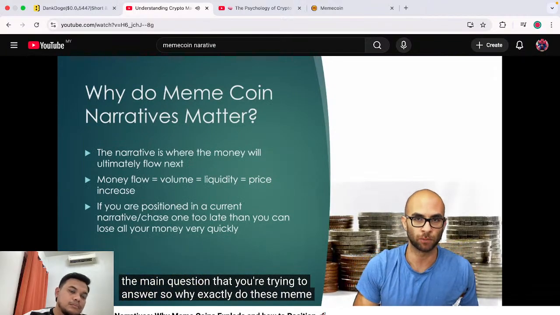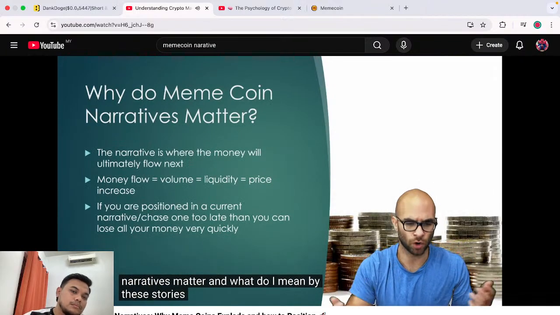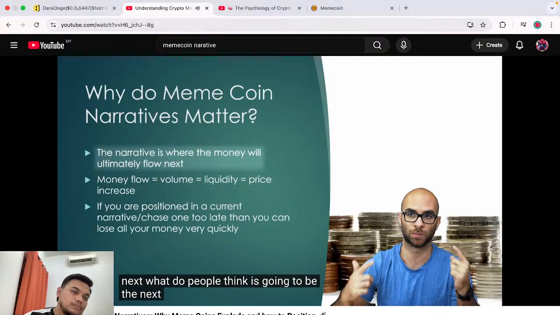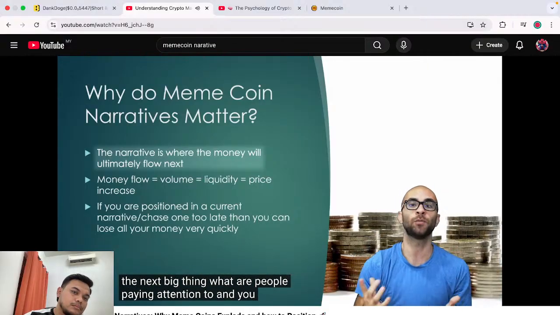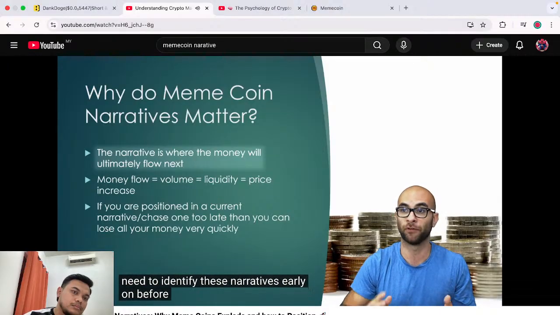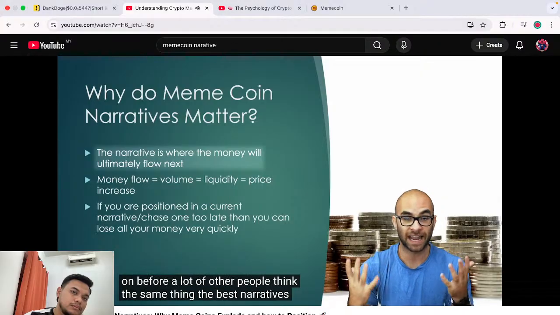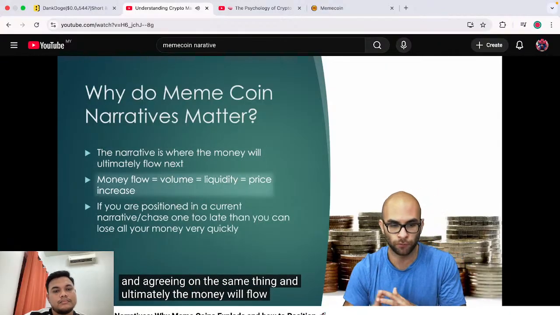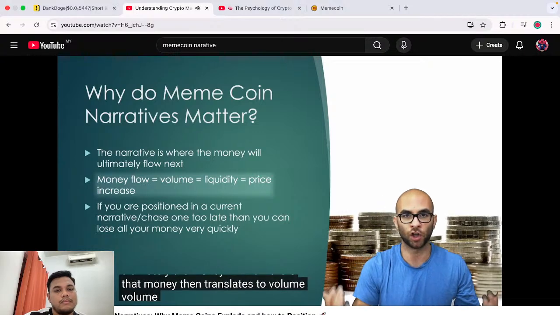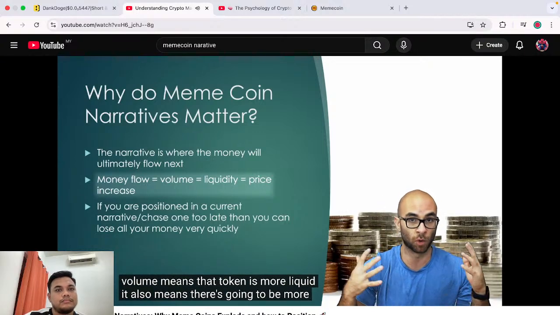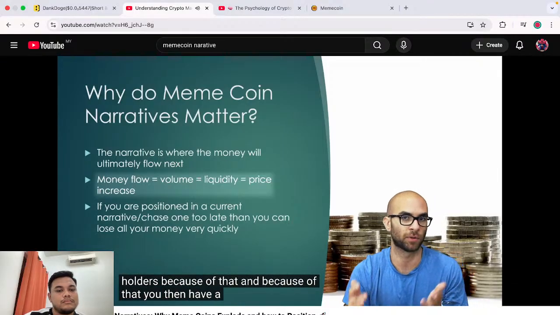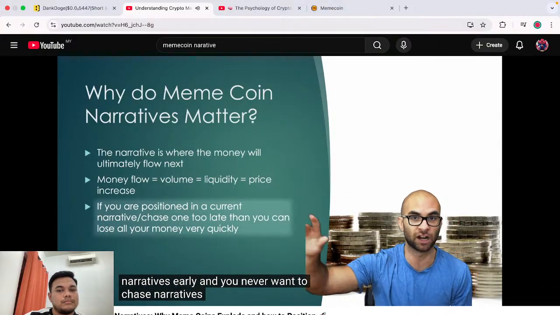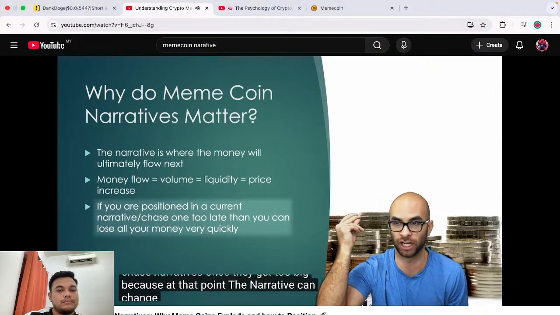So why exactly do these meme coin narratives matter, and what do I mean by these stories? Well, the narrative is where the money will ultimately flow next. What do people think is going to be the next big thing? What are people paying attention to? You basically need to identify these narratives early on before a lot of other people think the same thing. The best narratives have the most people all believing and agreeing on the same thing, and ultimately the money will flow there. That money then translates to volume. Volume means that the token is more liquid. It also means there are going to be more holders, and because of that, you then have a price increase in most situations. So it's all about being positioned in these different narratives early, and you never want to chase narratives once they get too big, because at that point the narrative can change at any time.